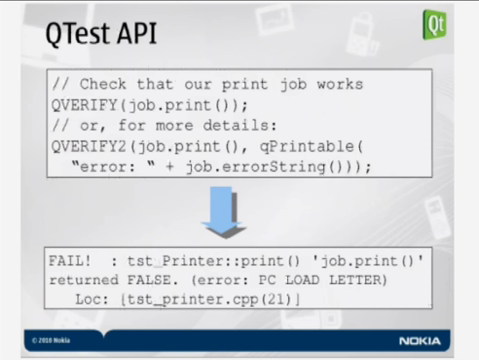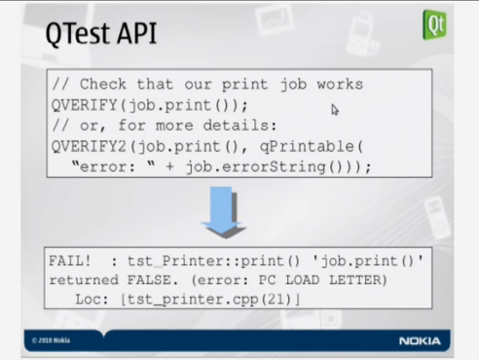Okay, so how do we actually test things? Well, you basically get a handful of testing primitives. This is the first one, QVERIFY. You use this when you have some condition that you're asserting to be true. In this case, all I want to do is check that my print job is able to print, and QVERIFY(job.print()) will do that for me.